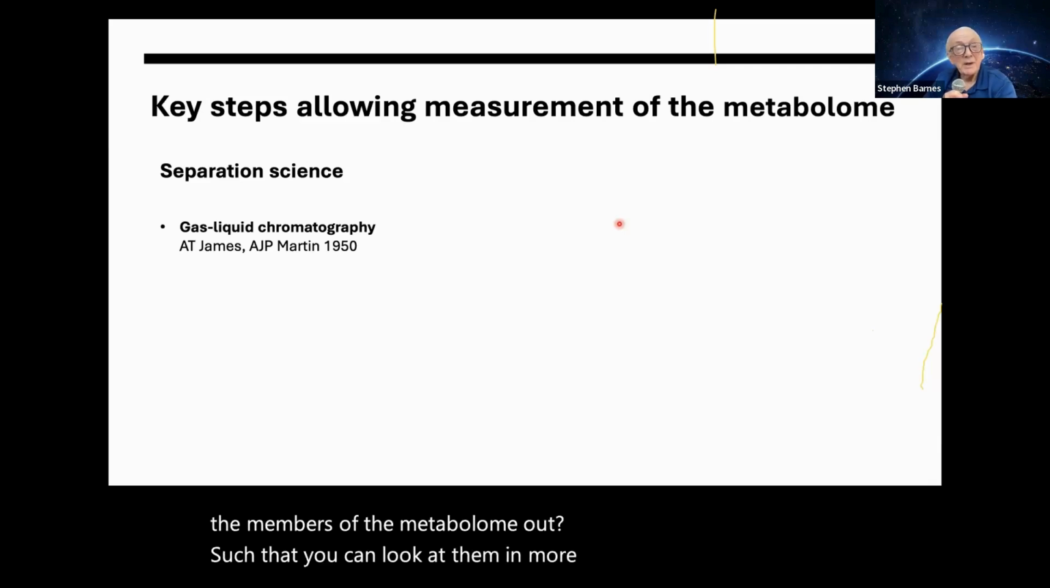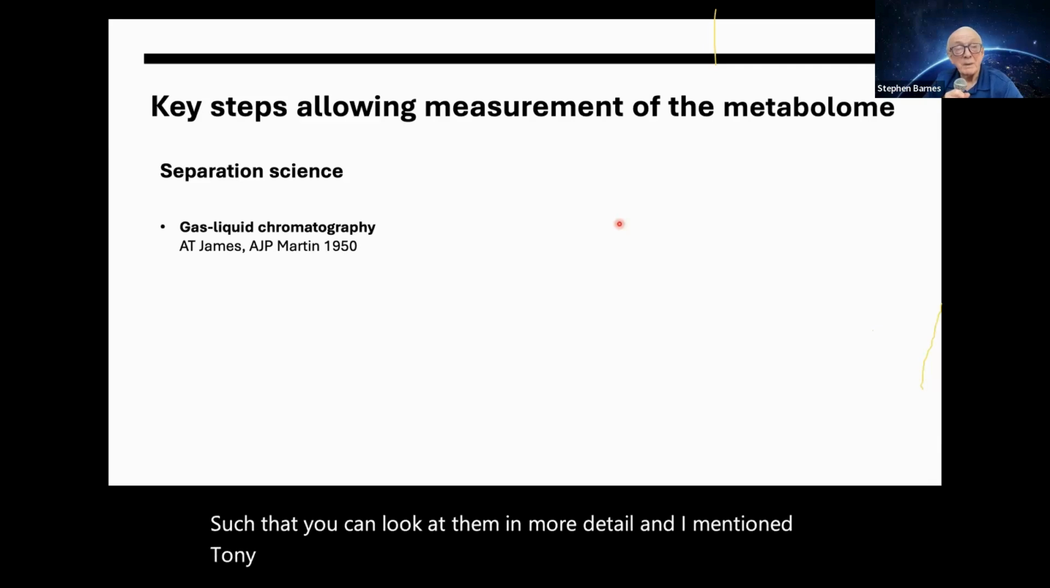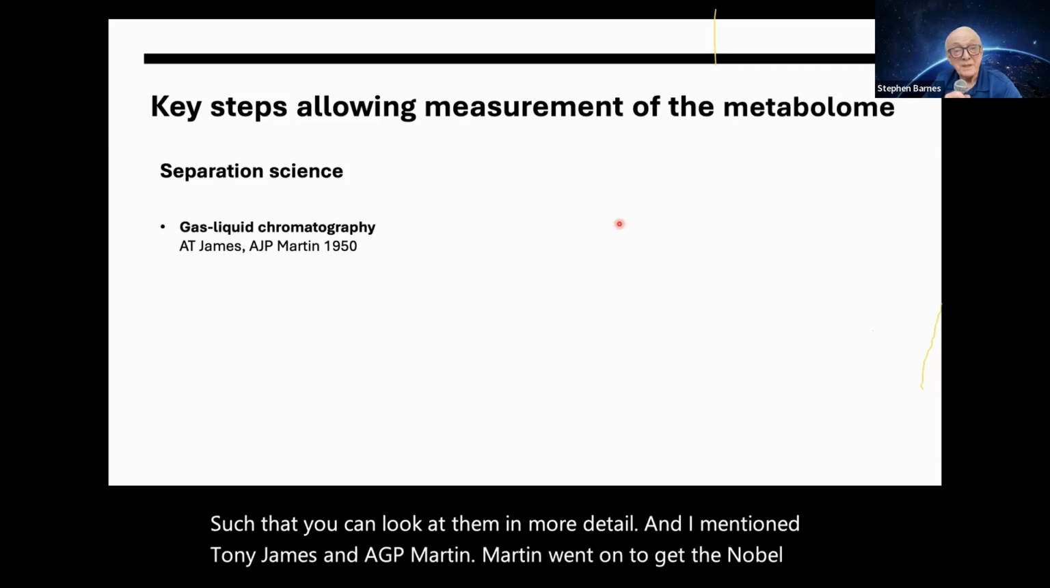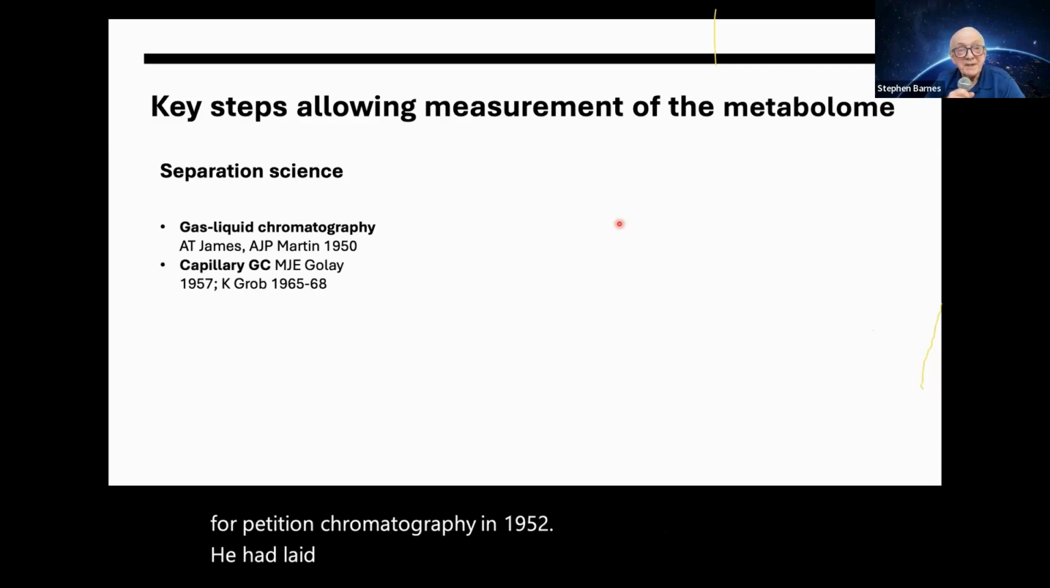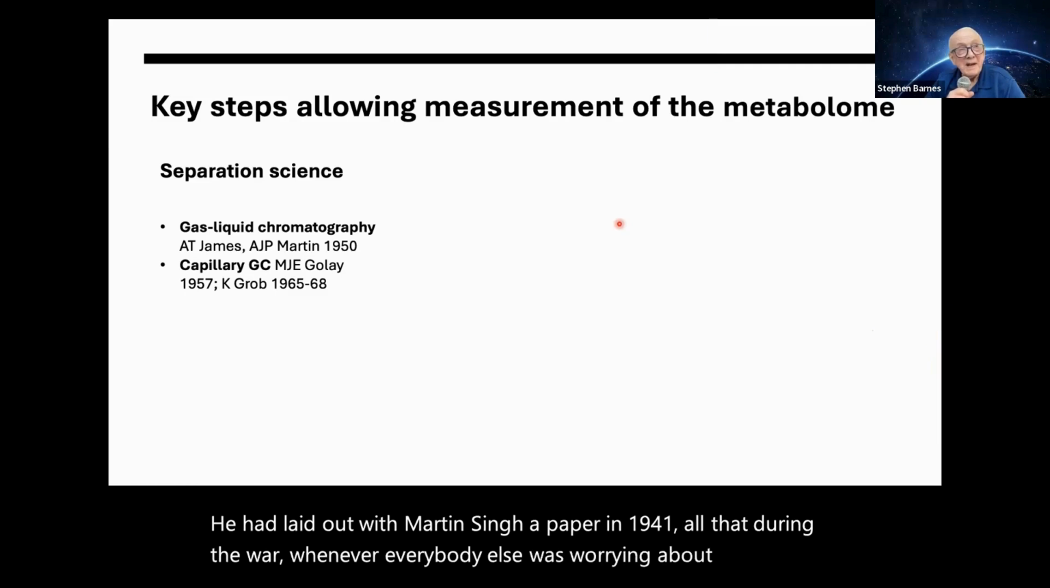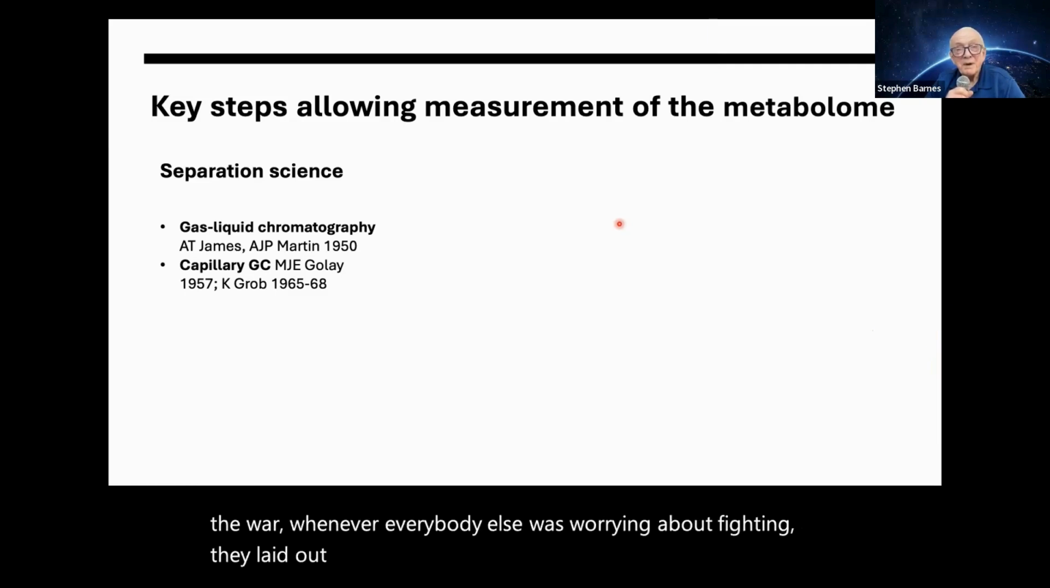And I mentioned Tony James and A.J.P. Martin. Martin went on to get the Nobel Prize for partition chromatography in 1952. He had laid out with Martin Singh a paper in 1941, all that, during the war, when everybody else was worrying about fighting. They laid out a premise for how things could be separated in a two-phase system.